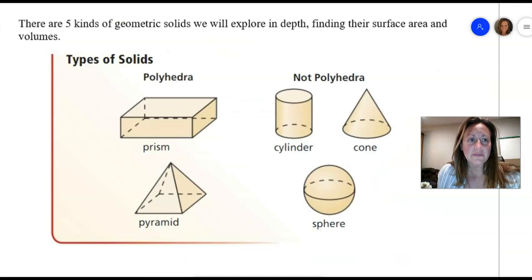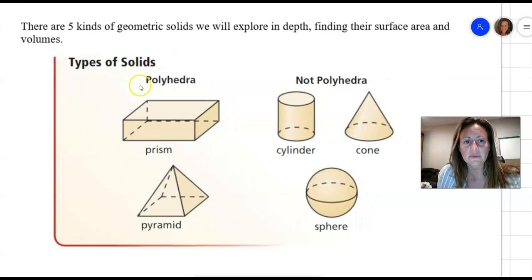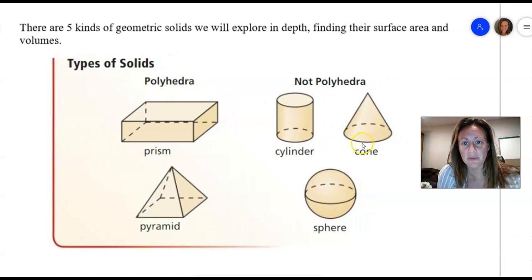In the rest of this chapter, we are going to be looking at these 5 geometric solids. We're going to explore them in depth. We're going to find their surface areas and volumes and talk about what they're made up of. So 2 of these figures are polyhedron, and 3 of them are not.